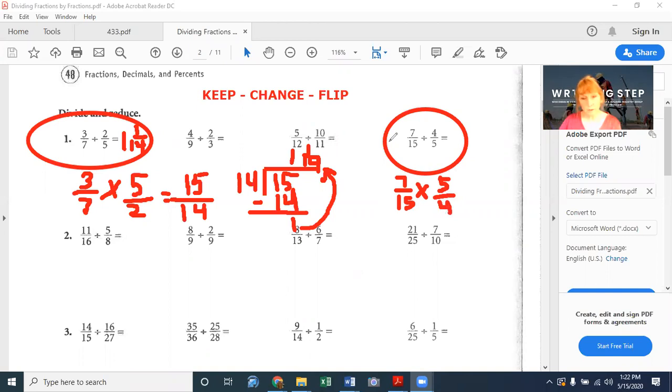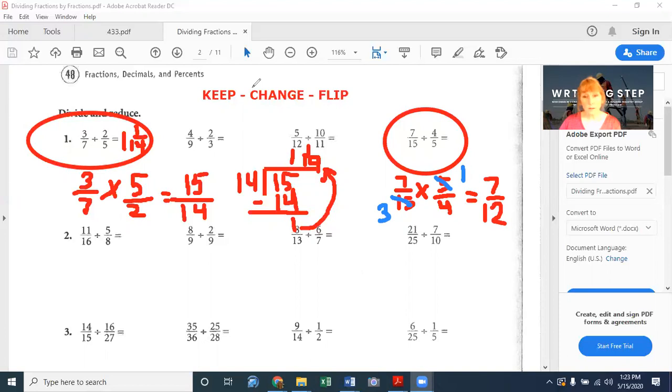So now I see something that will cancel. So I'm going to go ahead and cancel ahead of time. I see that 5 will go into 15 3 times. And I see that 5 will go into itself once. So now when I multiply across the top, I've got 7 times 1, or 7. And on the bottom, I've got 3 times 4, or 12. And this one is good just the way it is, because I have an odd number on top and even on the bottom. This is in lowest terms. I don't have to do any division. So 7/12 is the answer to that one.